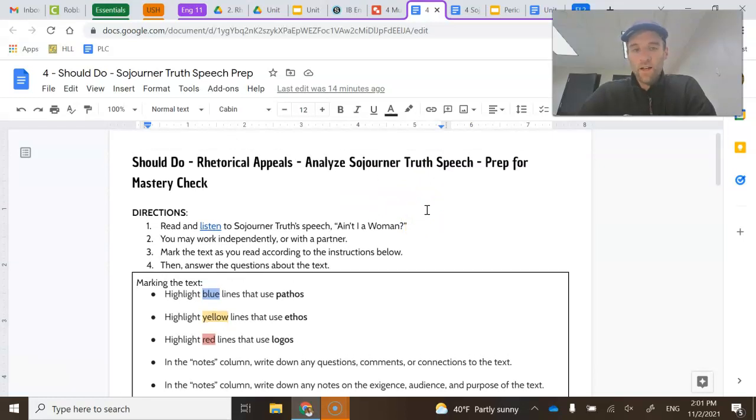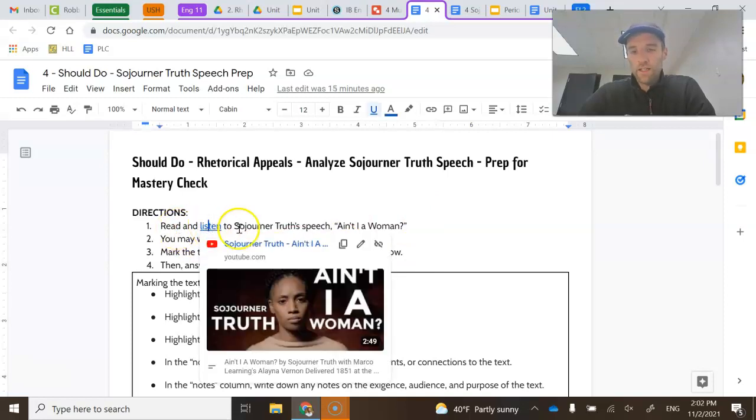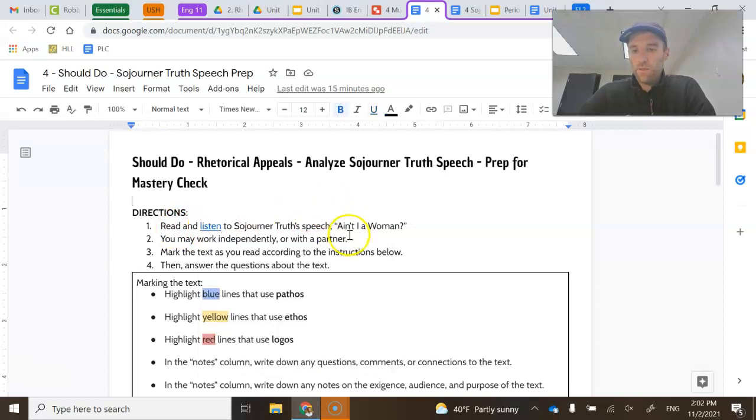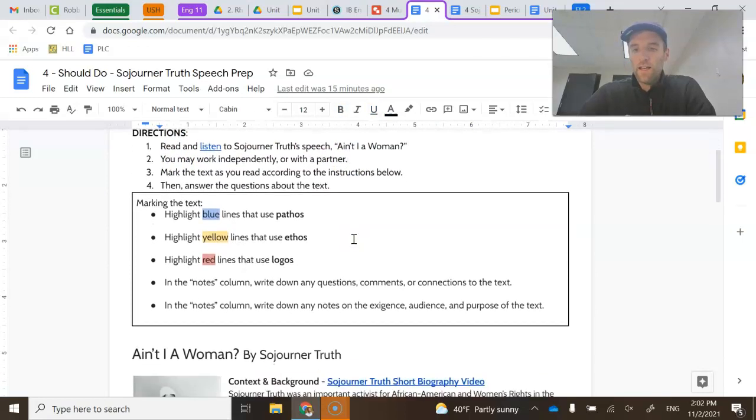And so here you're going to look at a speech that she gave. So you can read and listen. Here we have a link to the speech, to people reading this speech. And then you can work with a partner if you want, if that helps you. If it doesn't help you, please don't. And then you'll be highlighting. Highlight pathos arguments in blue. Highlight ethos in yellow. Highlight logos in red.